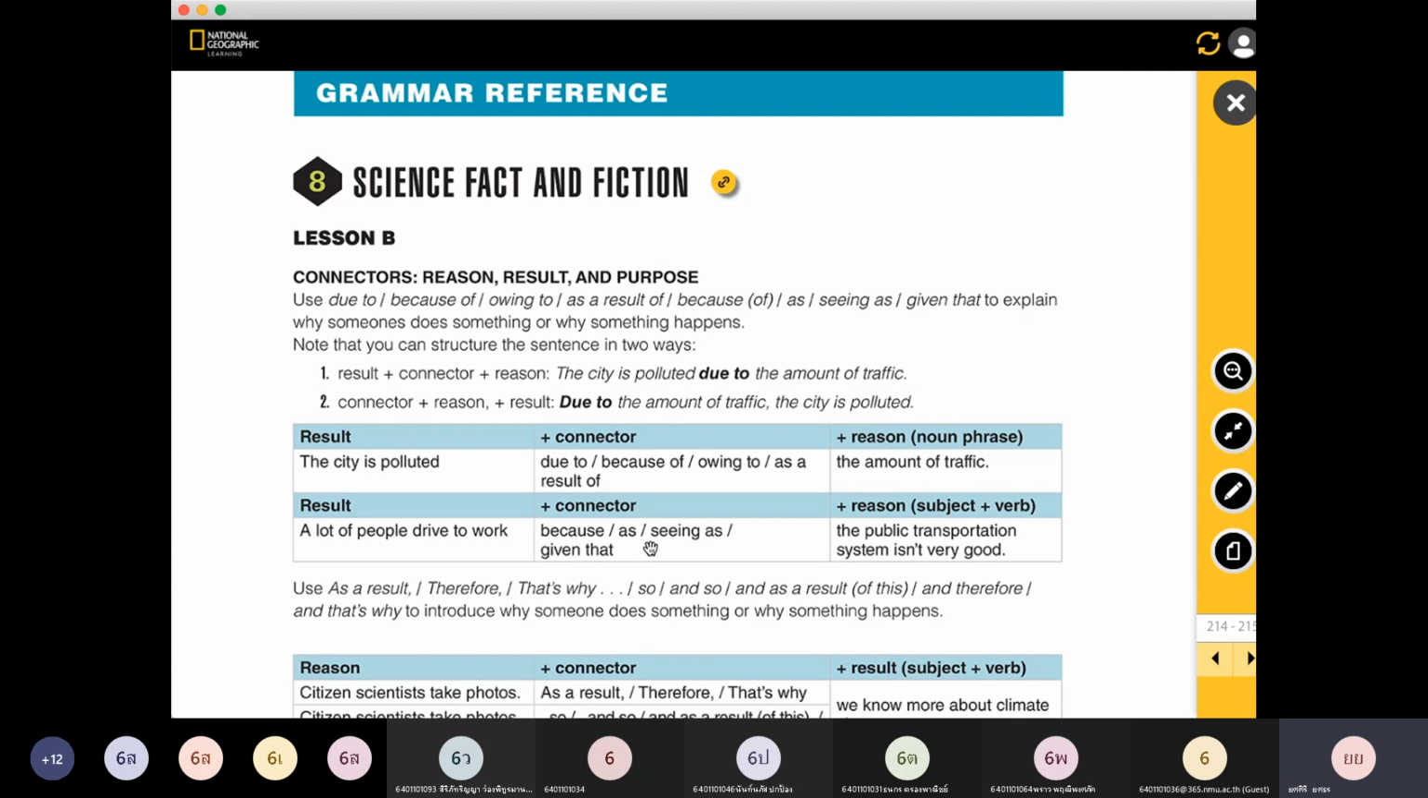Okay, so you can see here, for example, the city is polluted due to, because of. Just notice that due to, because of, owing to, as a result of, these connectors are followed by nouns. But on the other hand, because, as, seeing as, given that, they are followed by a clause, a C-L-A-U-S-E, instead of the noun itself. Okay.